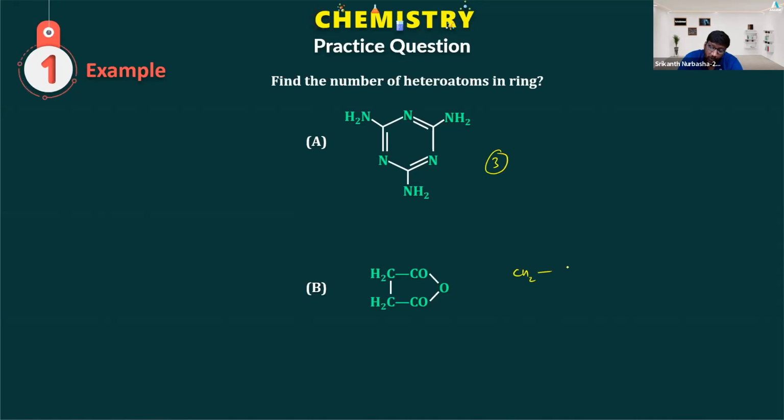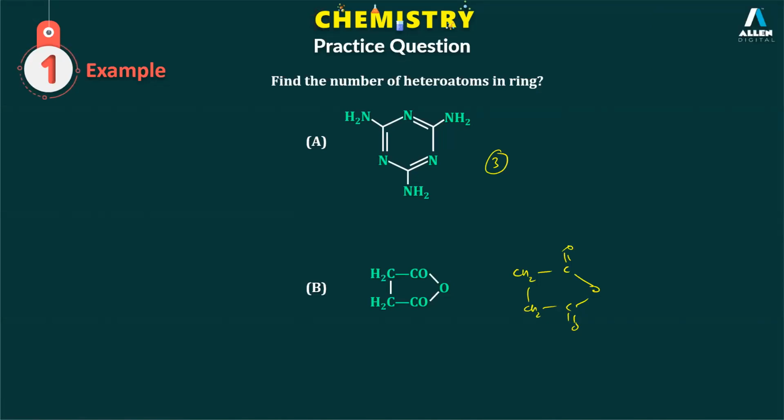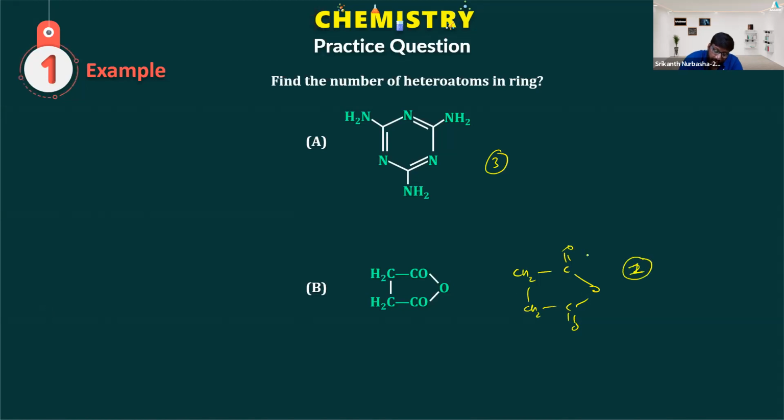Here we have CH2, C double bond O, CH2, C double bond O, O. So how many heteroatoms are there in the ring? 1. One heteroatom is there in the ring. Yes or no? Because in the other two C double bond O groups, the carbon is doubly bonded with oxygen, but it doesn't mean it is a heteroatom. It is still the carbon atom. So we have only one heteroatom, that is oxygen.